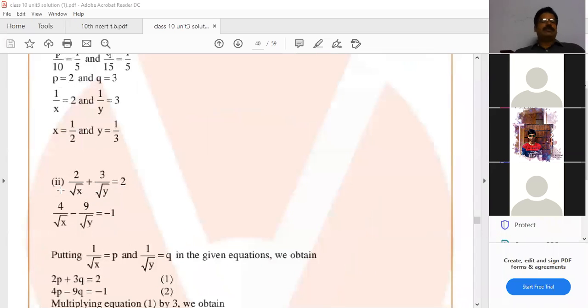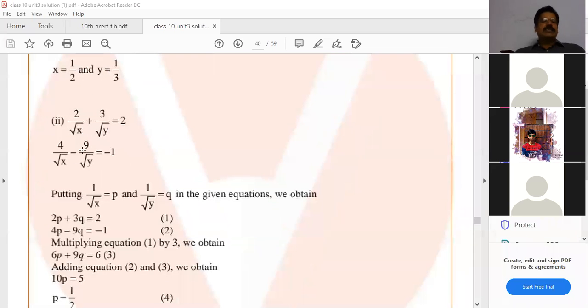Now here, 2 by root x plus 3 by root y equal to 2. 4 by root x minus 9 by root y equal to minus 1. Here, putting 1 by root x equal to p and 1 by root y equal to q in the given equations, we obtained 2 by root x means 2 into 1 by root x. 1 by root x is supposed p. That's why you got 2p directly.